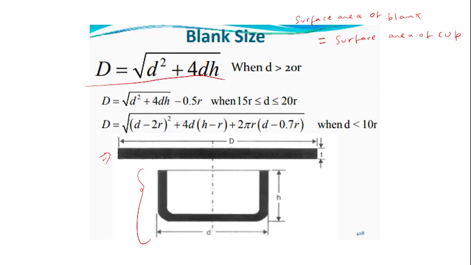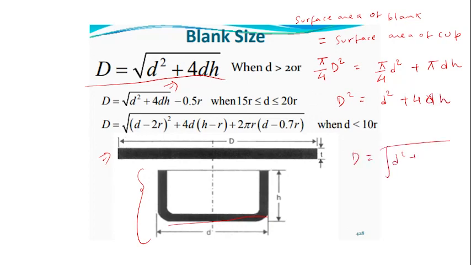Suppose the diameter of your blank is capital D. Then what will be the surface area? Surface area will be pi by 4 capital D square. Then the surface area of the cup: the area of the base will be pi by 4 small d square, and then the area of the walls will be pi d h. When you solve this, you will get this formula: capital D square is equal to small d square plus 4 d h, then capital D will be the square root of d square plus 4 d h.